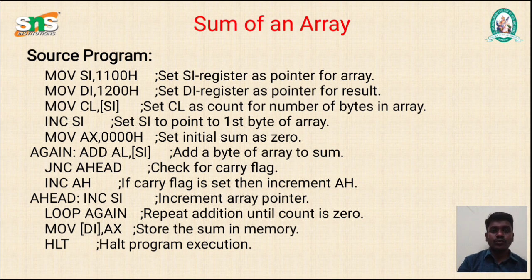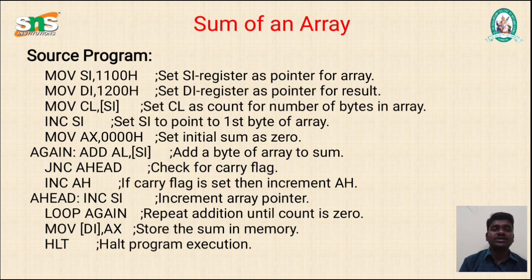So next step, MOV CL, SI. Which means SI register is already assigned for the array, so that array data is moved to the CL register. We are using CL as a count here. Next step, INC SI, set SI to point to the first byte of the array.